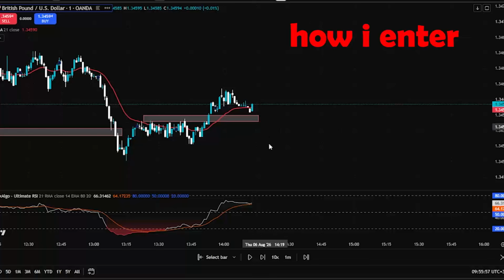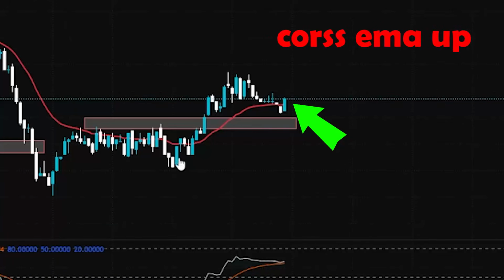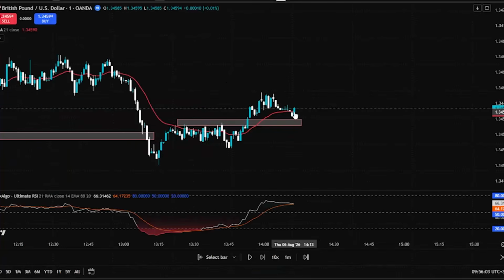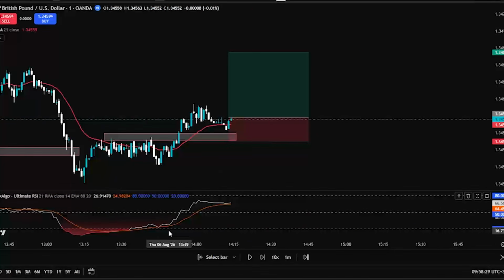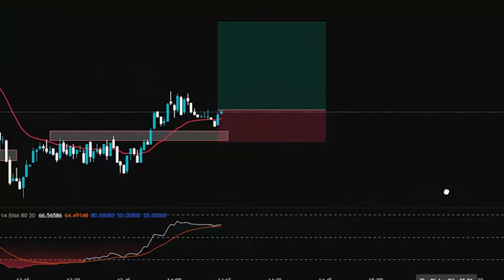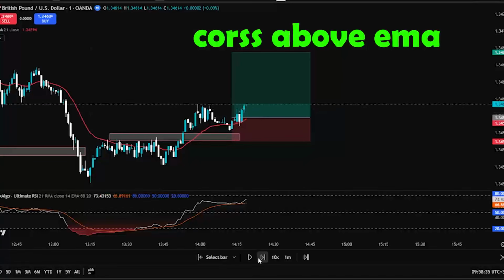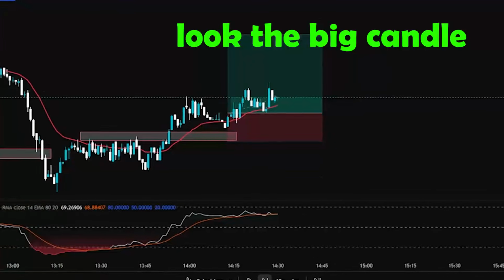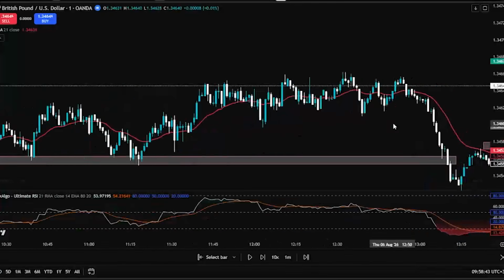Now let's talk about the entry rules. For a long trade, first, the price should be trading above EMA 21. This tells us that buyers have control in the short term. Second, we wait for ultimate RSI to confirm bullish momentum. We don't want to enter just because the price is above the EMA. We need confirmation that momentum is supporting the move. After both conditions are met, we wait for our entry confirmation and take the trade.